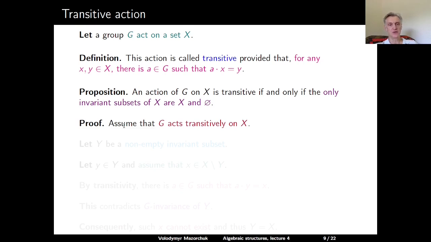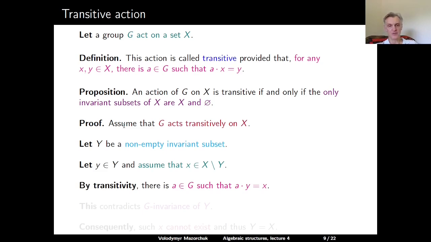Proof: let us assume that the action of G on X is transitive. Let Y be a non-empty invariant subset. Take some element y in this subset and some element x in the complement. Great, because of the transitivity, there should be A in G which maps y to x. So if we apply A to y, we get x. But of course this contradicts the G-invariance of the set Y, and consequently such little x in the complement cannot exist. So the complement is empty, which means that Y is equal to X.